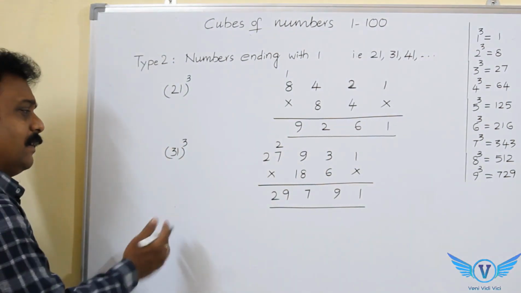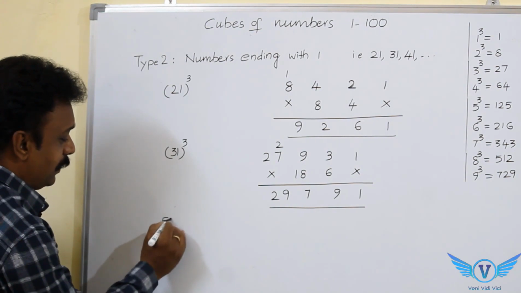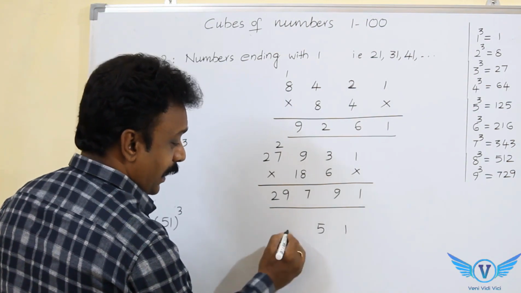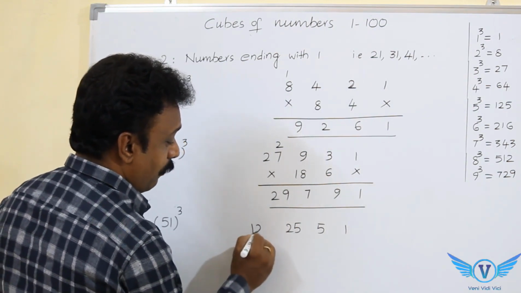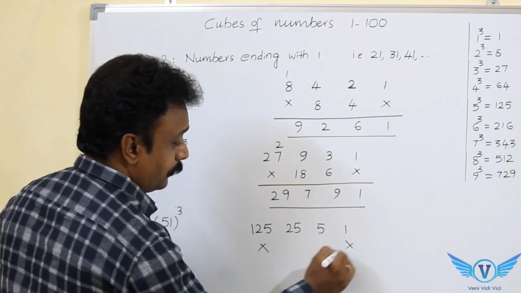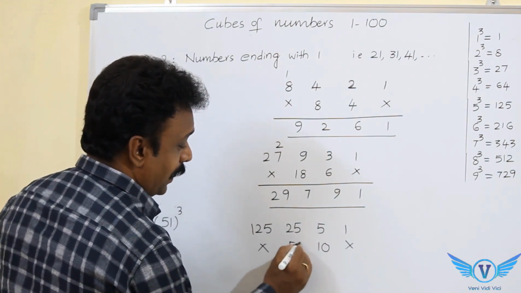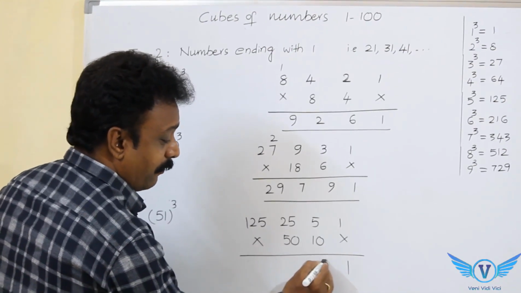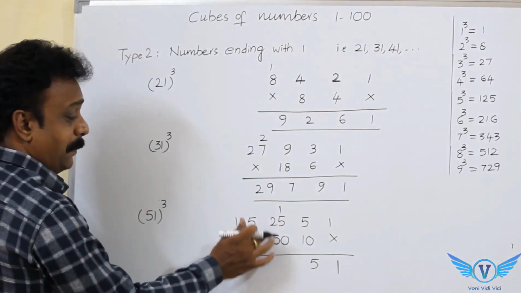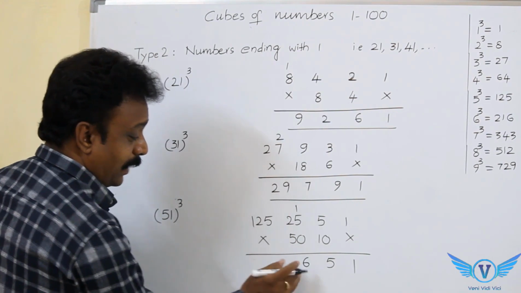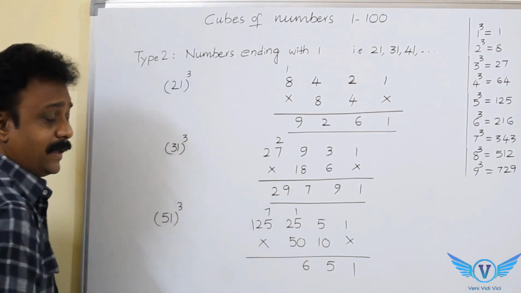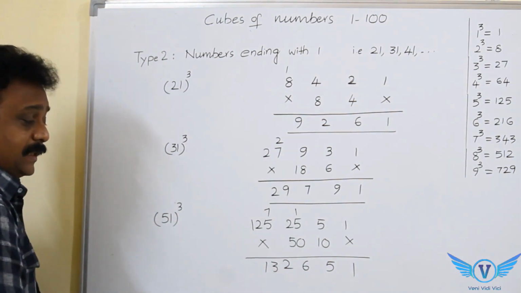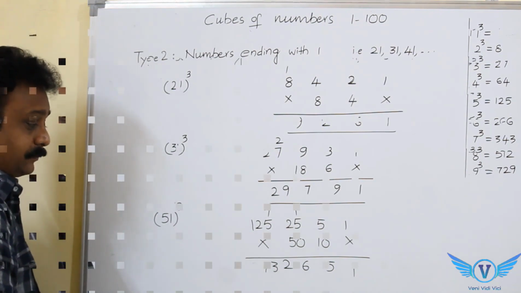Now let us take 51 whole cube. So let us write 1, 5, square of 5 is 25, cube of 5 is 125. Leave these 2. Double this number, 10, double this number, 50. Now let us add. We will get 15 here, but we will write 5 and 1 will be carried. 50 plus 25 plus 1, 76. But we will write 6 only here and 7 will be carried. 125 plus 7, 132. So 132,651 will be your answer.